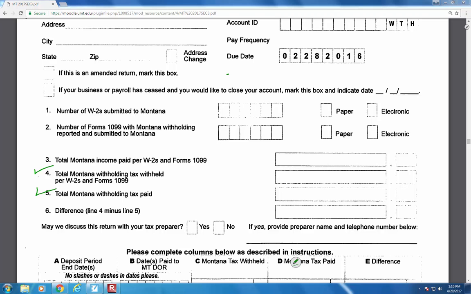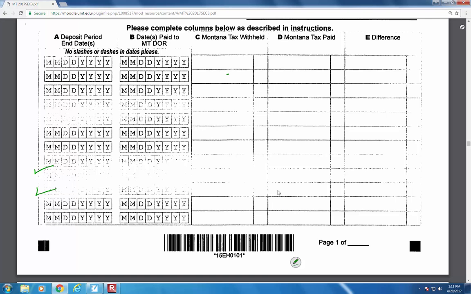they want to make sure that you did them on time, is you have to go date by date and tell them, here's when the deposit date ended, and here's when I actually submitted the payment. How much did I withhold? How much did I pay? So they make sure that you did it on a timely basis, because even if you got all your deposits in, if you didn't do it on time, you're still going to get a penalty. So that's all there is to that.